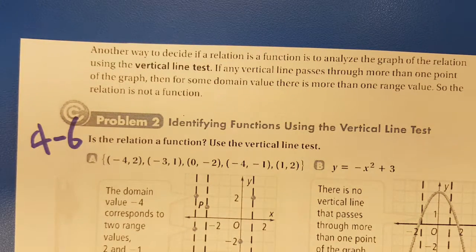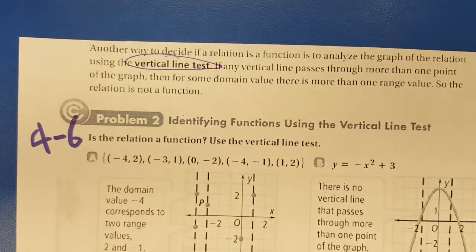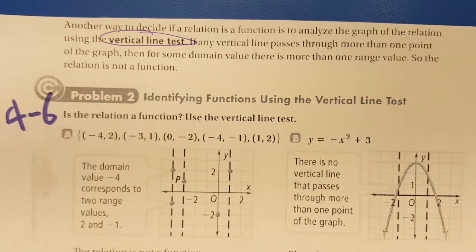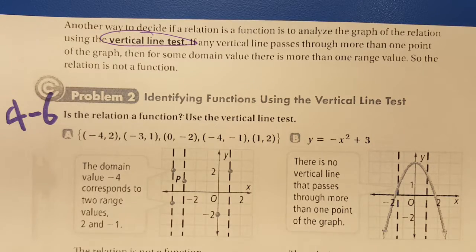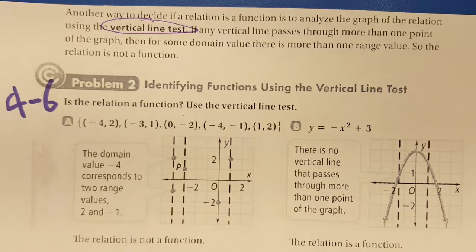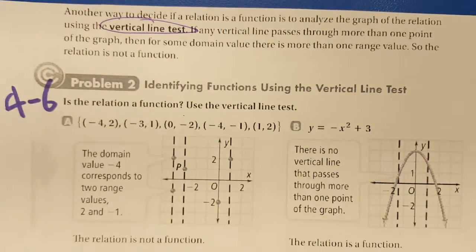Okay, students, we're on problem number 2 from section 4-6. Now we're talking about this thing called the vertical line test. What the vertical line test does is it shows you if a graphed situation is a function or not. So here's the rule. If your vertical line hits 2 or more points, you are not a function. If you just hit 1 point all the way through, you are indeed a function.